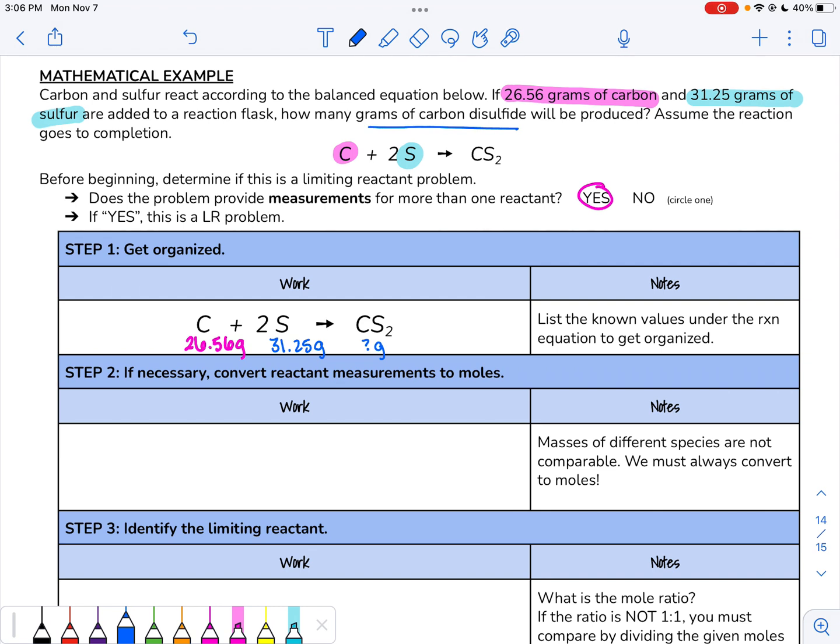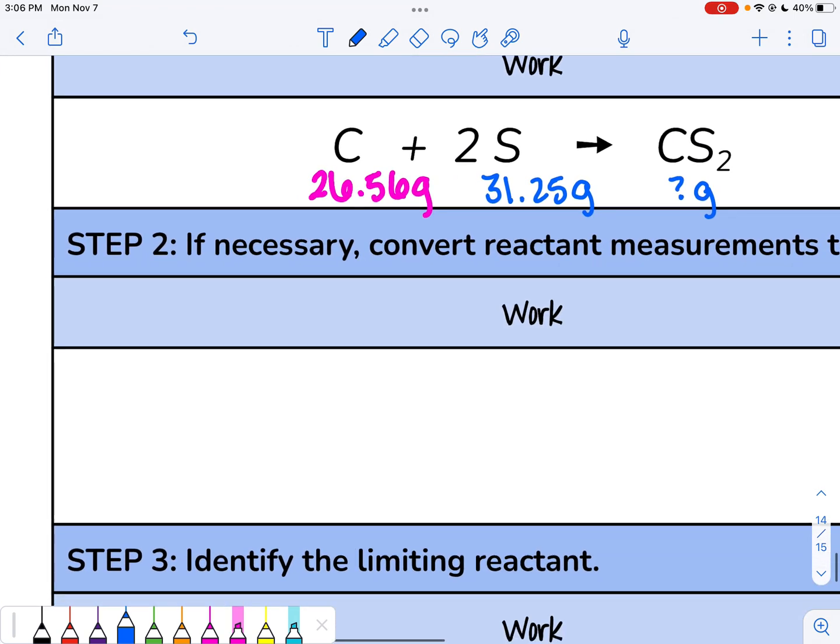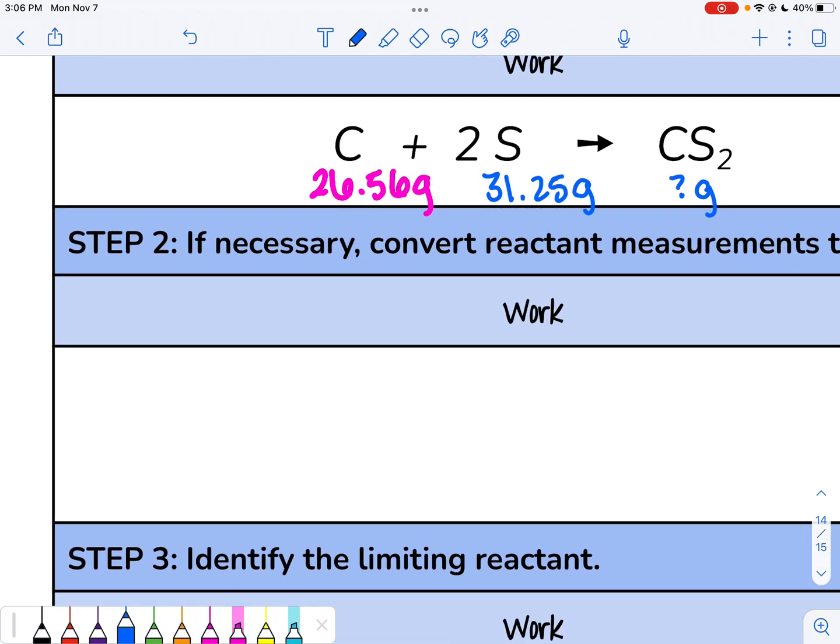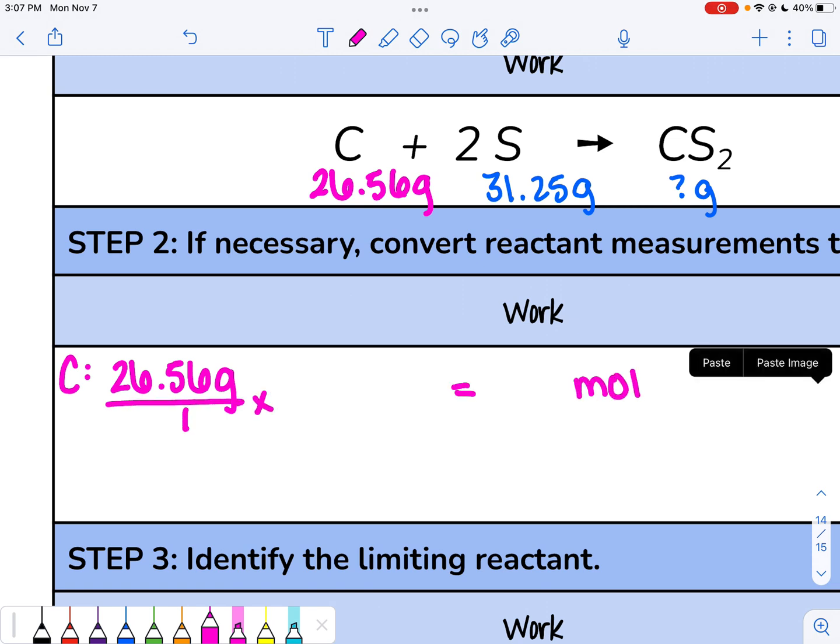Your first step after getting organized is to make sure that you have everything in terms of moles. We can compare moles because our balanced chemical equation gives us mole ratios. So we have to convert our carbon measurement and our sulfur measurement to moles. Let's start out with carbon. So we're starting out with 26.56 grams of carbon. At the end of this, we need to end up with moles.